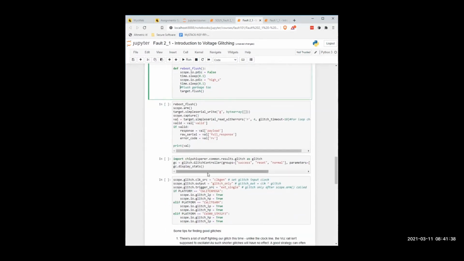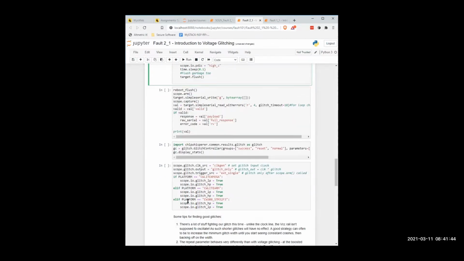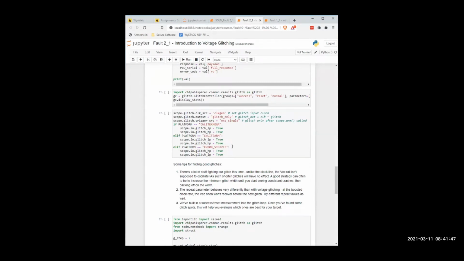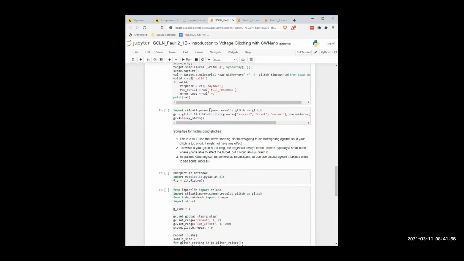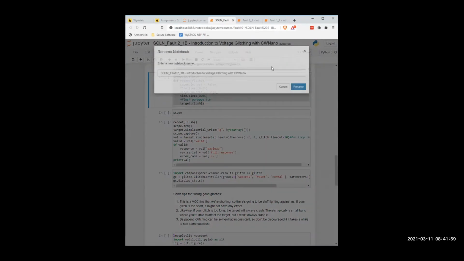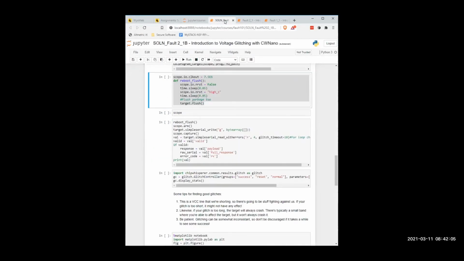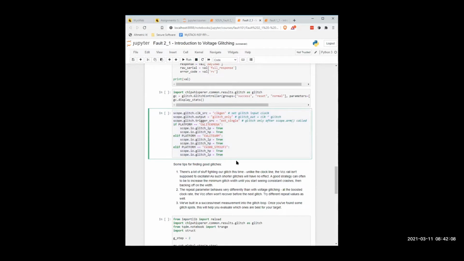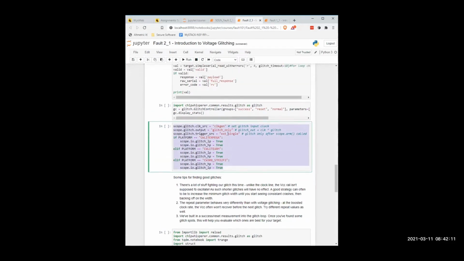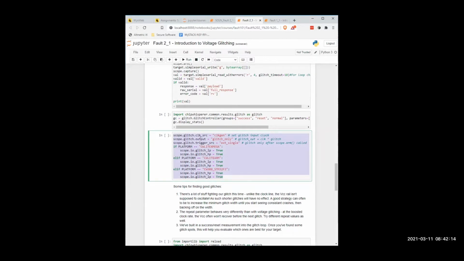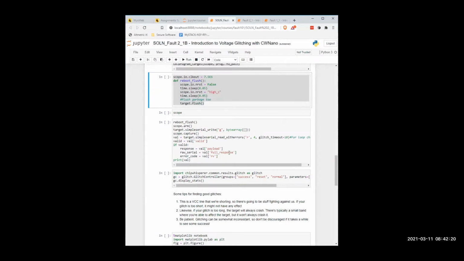Let's see where the next place you might see an issue. A couple cells down, the platform type doesn't have ChipWhisperer nano, so you're probably again going to have to do that. Let's see. Yeah, so you're probably not going to run this last cell here. This one will probably also break.